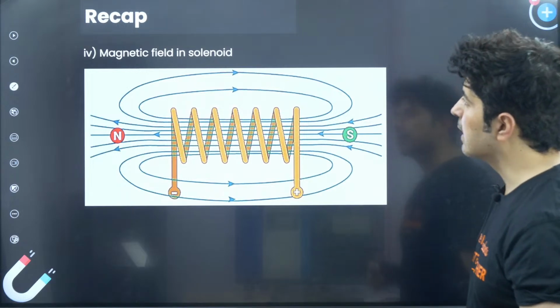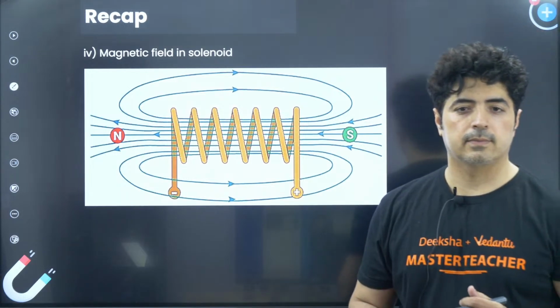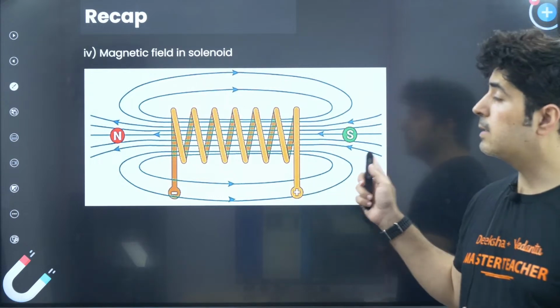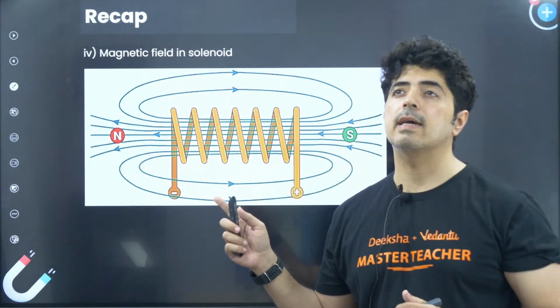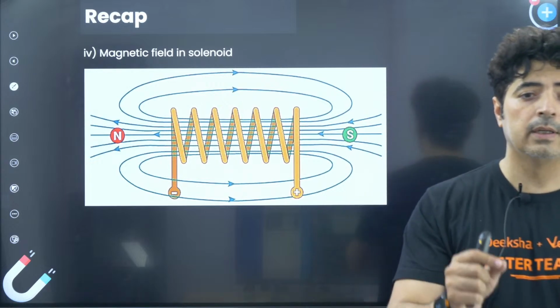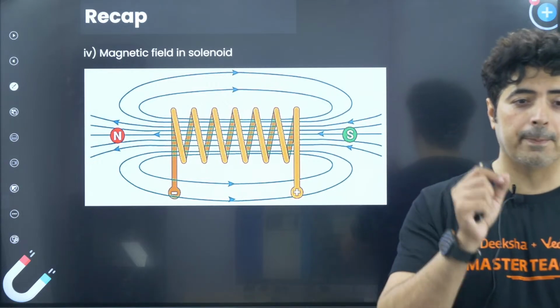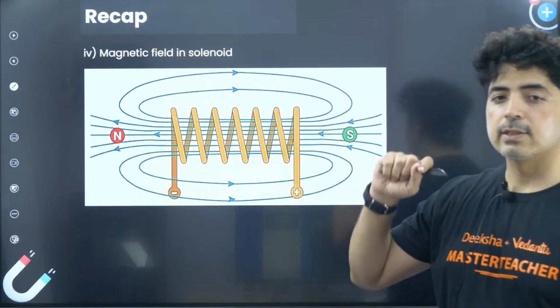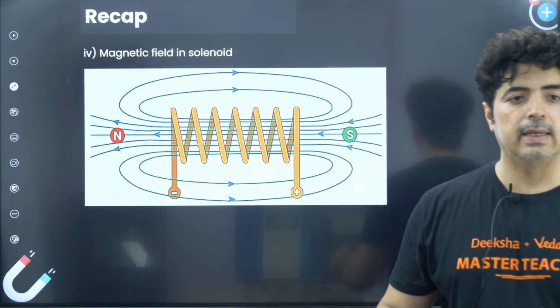Okay, so let's go to the next part, solenoid. This is a favorite topic of the examiner, favorite topic. It means if you see the past 5 to 7 years, every single year a question has been asked on this particular topic. So we'll cover this topic once again, slowly, easily.